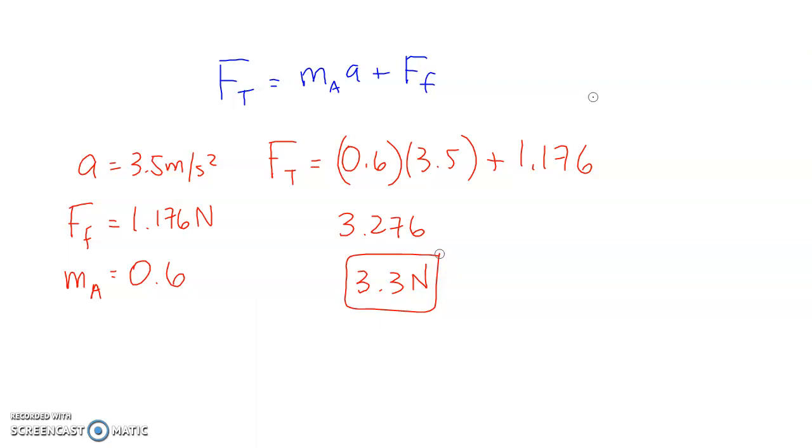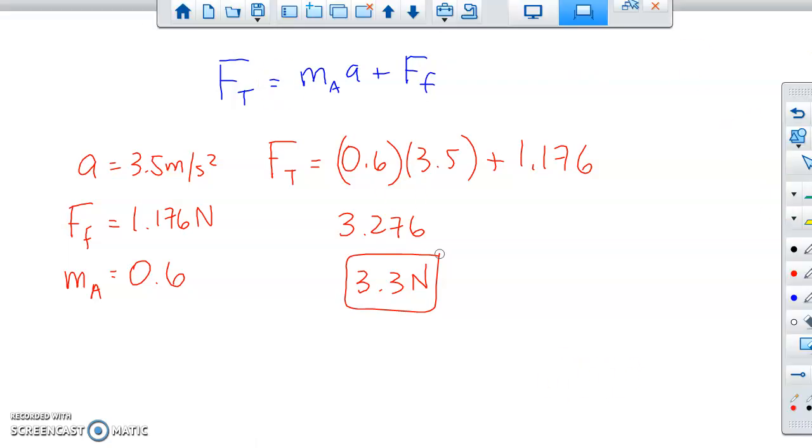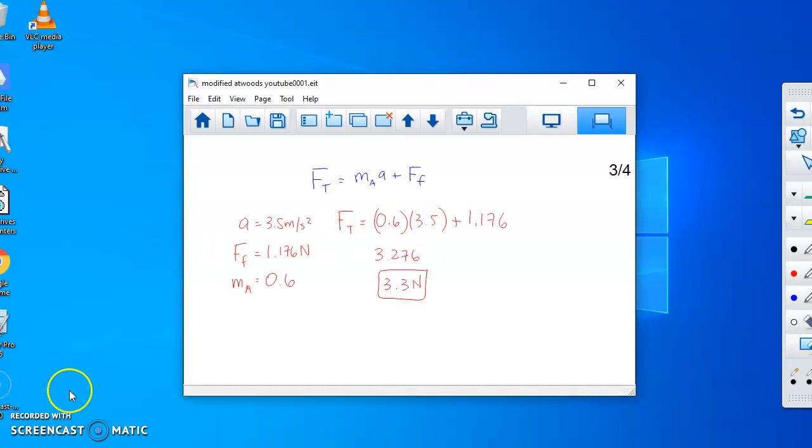And so that's how we break down a friction modified Atwood's machine problem to solve for the acceleration and the tension. I hope you learned something.